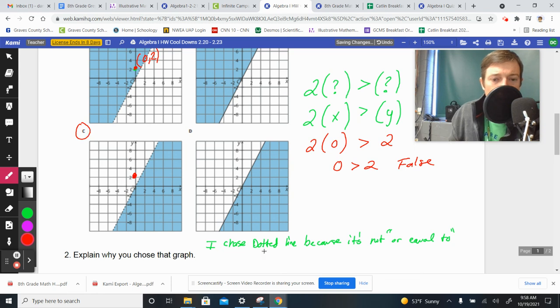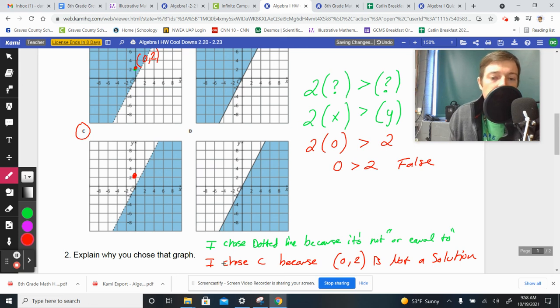All right. I chose the dotted line because it's not or equal to. I chose C because 0, 2 is not a solution. And that is enough reasoning for me to back up the choice that I made for C. It's got to be a dotted line because it's not or equal to, and it's got to be C, not A, because this point doesn't work, and so it shouldn't be shaded.